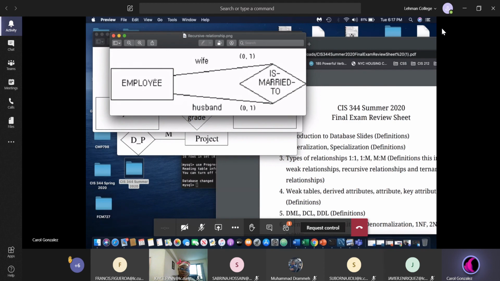Right. So it's basically a job title that falls under the same table. Yeah. And it's just that you have a relationship with one another because of that job title. Okay.